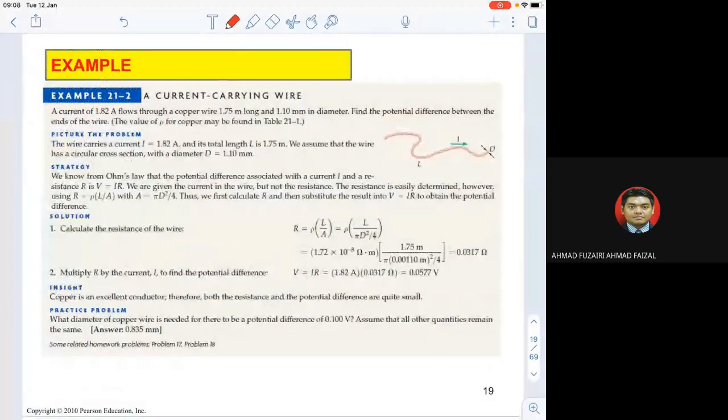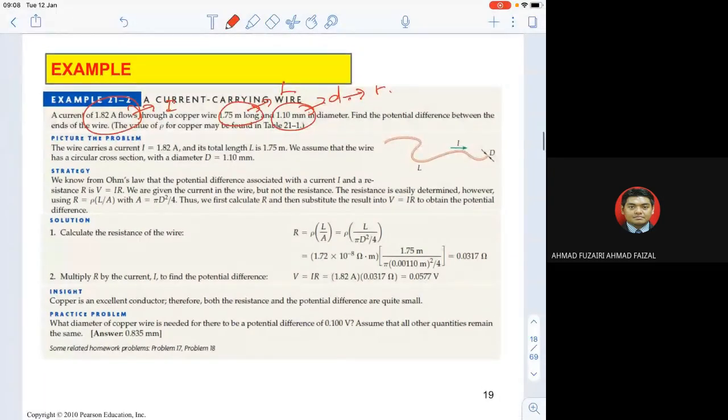A current of 1.82 amperes flows through a copper wire 1.75 meters long. So this one is I, the current, and the length of the copper wire is L, and it is 1.1 millimeters in diameter. This one is D, the diameter. So from the diameter D we can get R. And remember, normally a wire will be in the form of a circle.